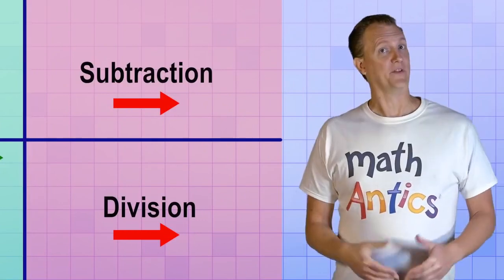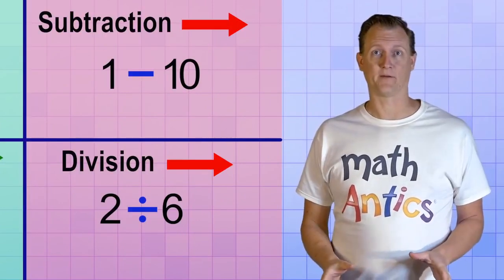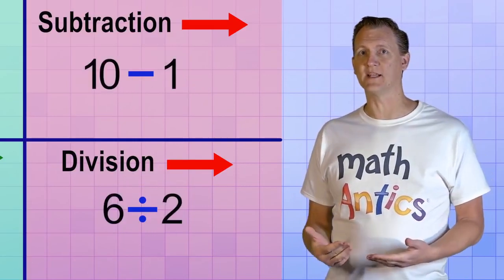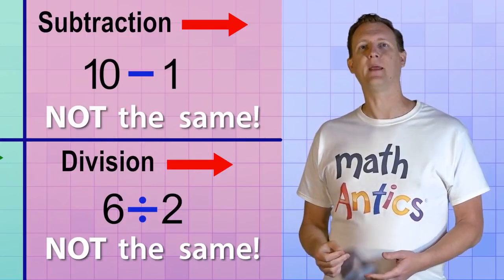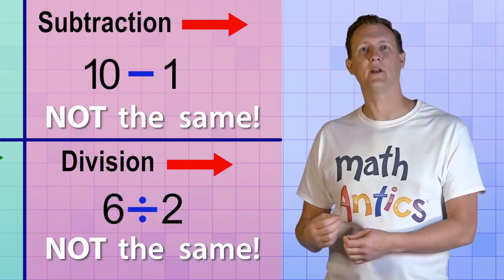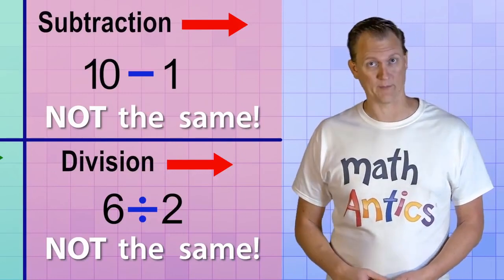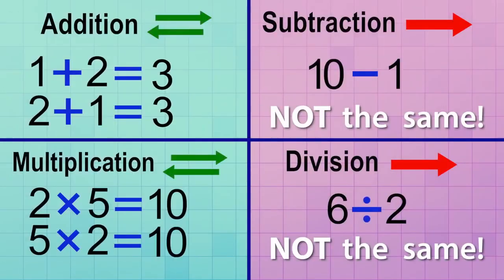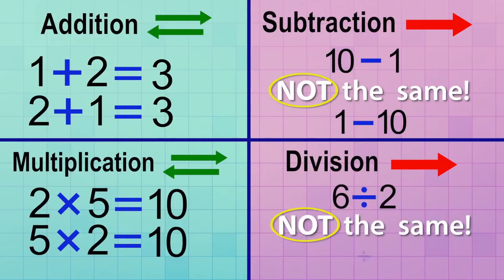Dope! On the other hand, subtraction and division don't have the commutative property. If you switch the order of the numbers, it's not the same problem, and you'll get a different answer. That means you have to pay close attention to the order of the numbers in a subtraction or division problem to make sure you're working the right problem. For example, taking 1 away from 10 is not the same as taking 10 away from 1. And dividing 6 into 2 groups is not the same as dividing 2 into 6 groups.